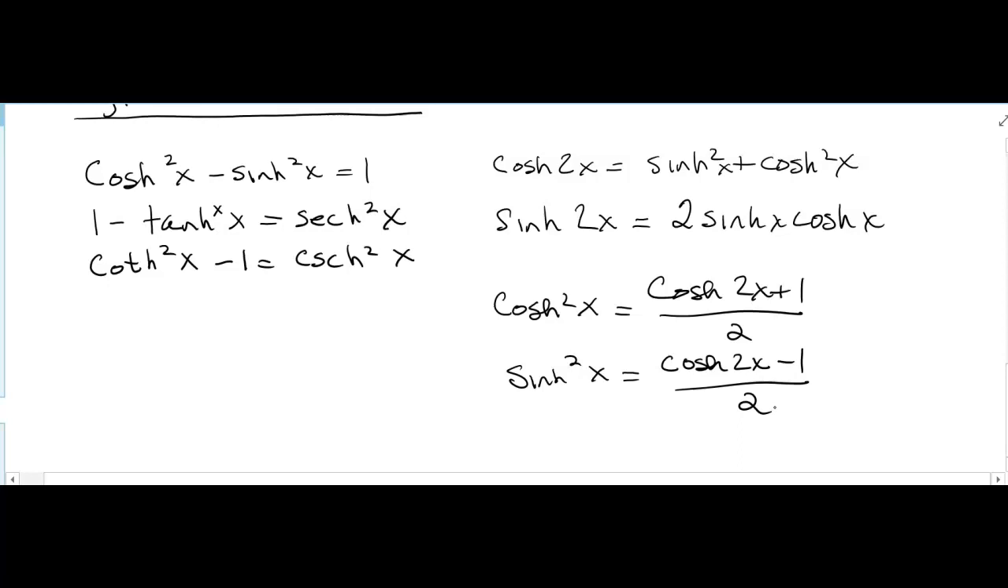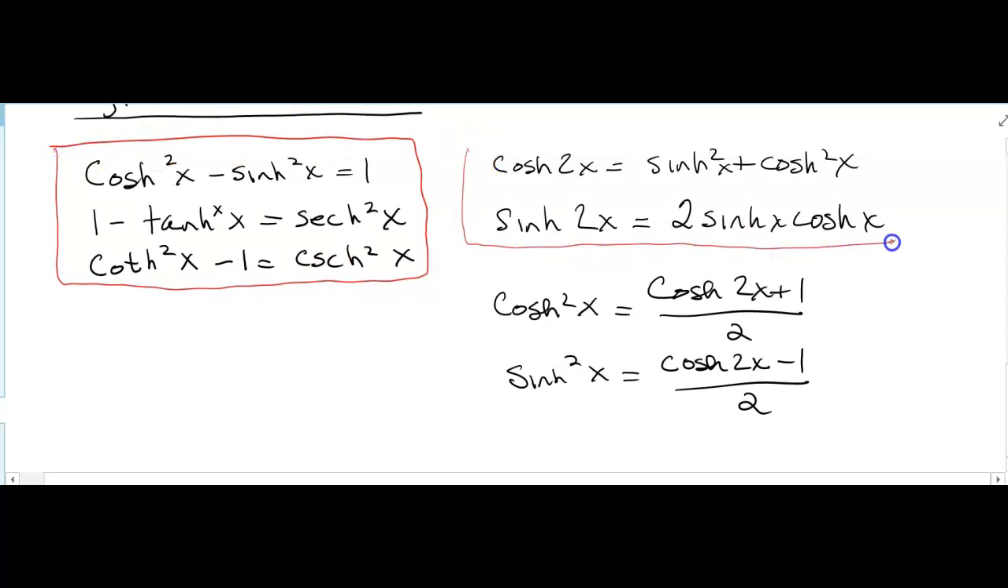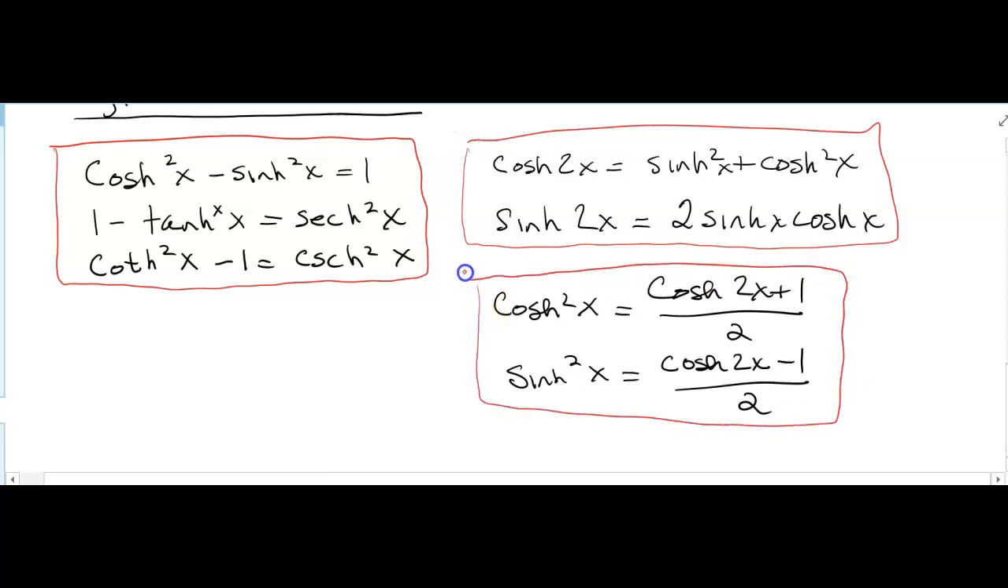We also have the sum and difference, so there's your Pythagorean when it relates to the hyperbolics. Here's some double angles. Here's some squared angles. We do have the summation identities, so sinh of x plus y will equal sinh x cosh y plus cosh x sinh y. And cosh of x plus y, here's your other sum.